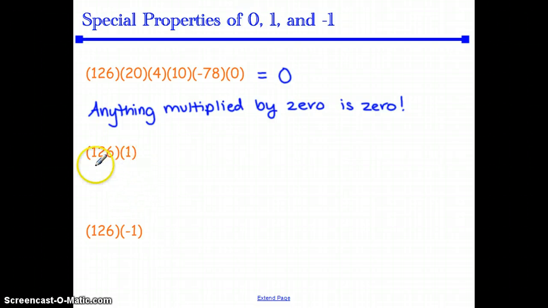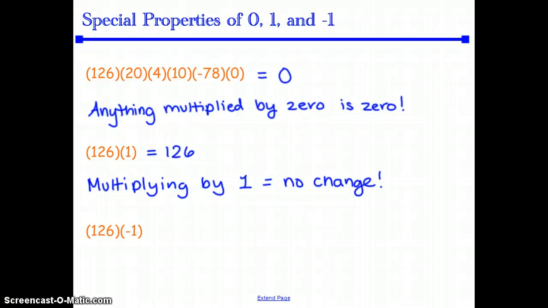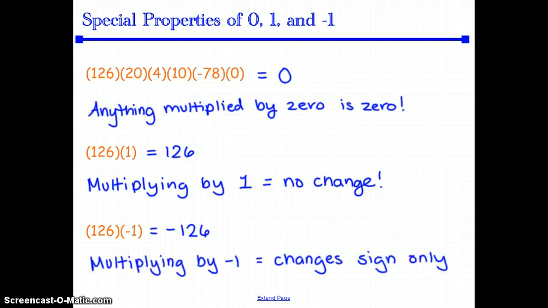When you multiply by 1, so 126 times 1, we know the answer is just 126. So what happens here is that when you multiply a number by 1, the answer is just that original number. So when you multiply by 1, there's no change. On the other hand, if we took 126 and multiplied by negative 1, the answer would be negative 126. So here what's happened is the actual number hasn't changed, but the sign has changed. So when you multiply by negative 1 in a problem, it won't change anything about the actual numbers, but it will definitely change the sign.